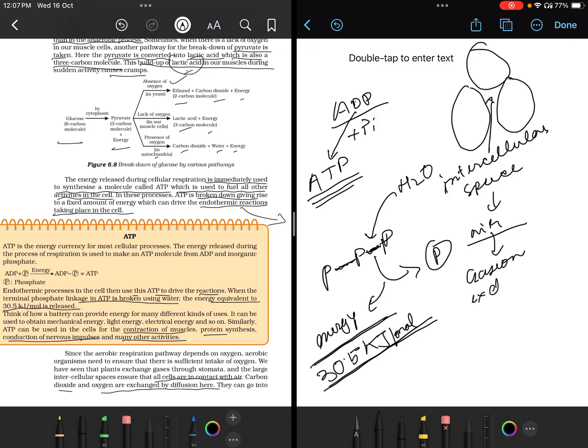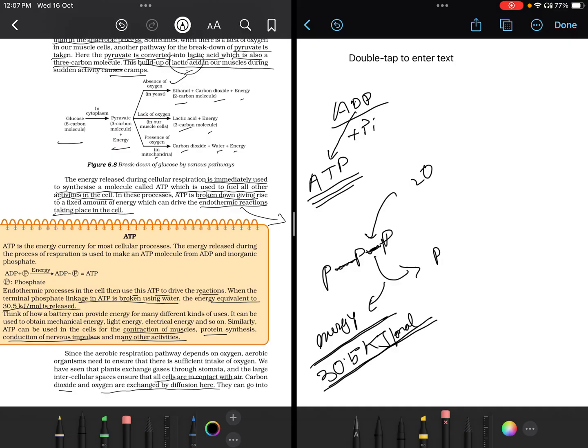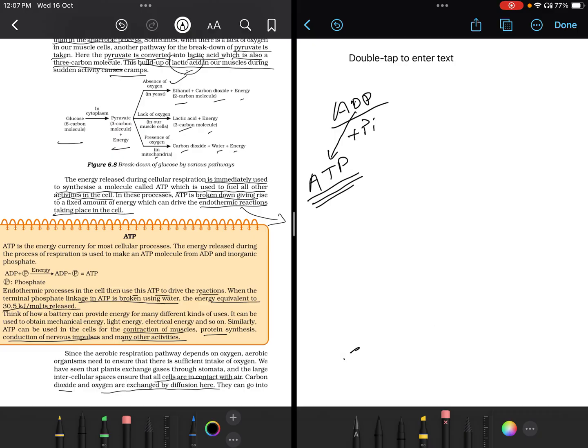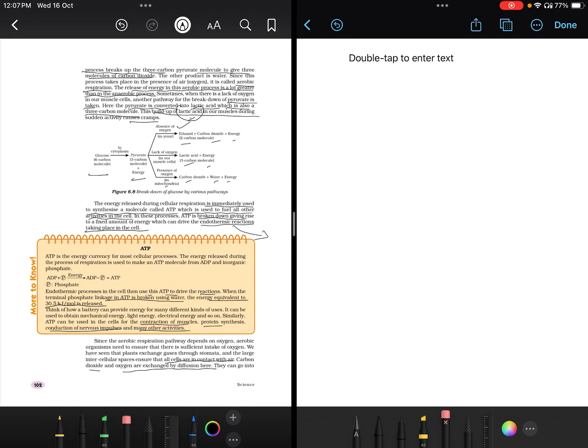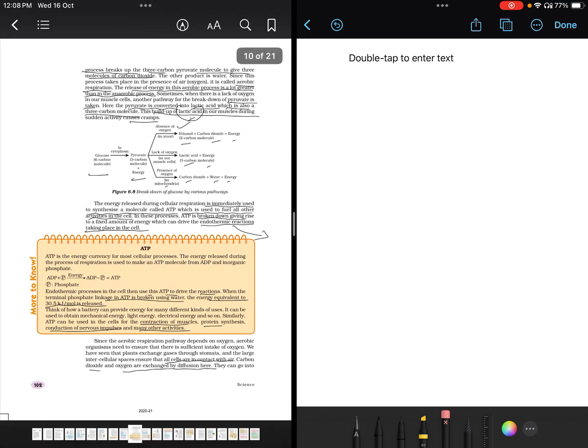and air or gases exchange takes place here via diffusion. So I hope it's clear to all how these cells obtain oxygen and other gases. It is via diffusion. And the intercellular spaces, what they do, they keep in touch with the air so that diffusion can take place and they can get oxygen for respiratory purposes.